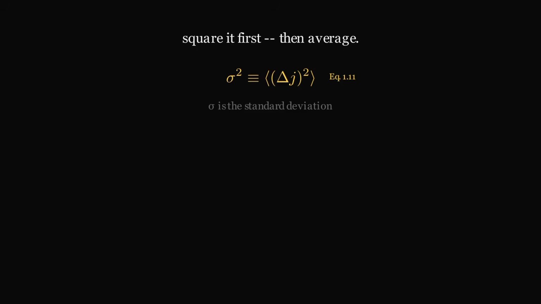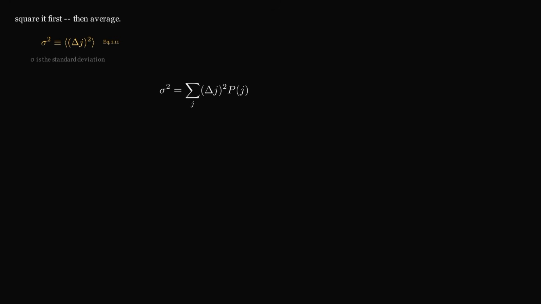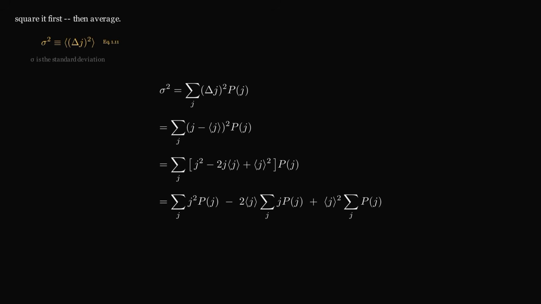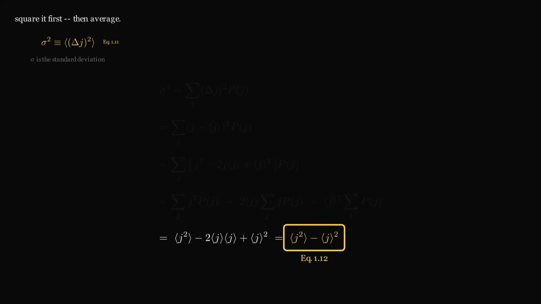The fix is simple. Square the deviation before you average it. Define the variance, sigma squared, as the average of delta j squared. Sigma itself is the standard deviation. Let's expand this properly, because the algebra gives us something genuinely useful. The average of j squared minus the square of the average of j. The single most useful formula in this toolkit, and exactly the quantity we warned you about in the last scene.